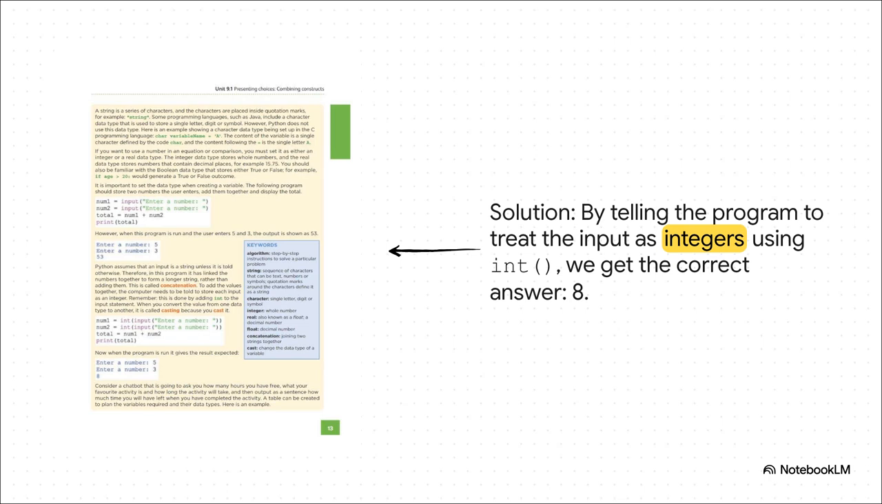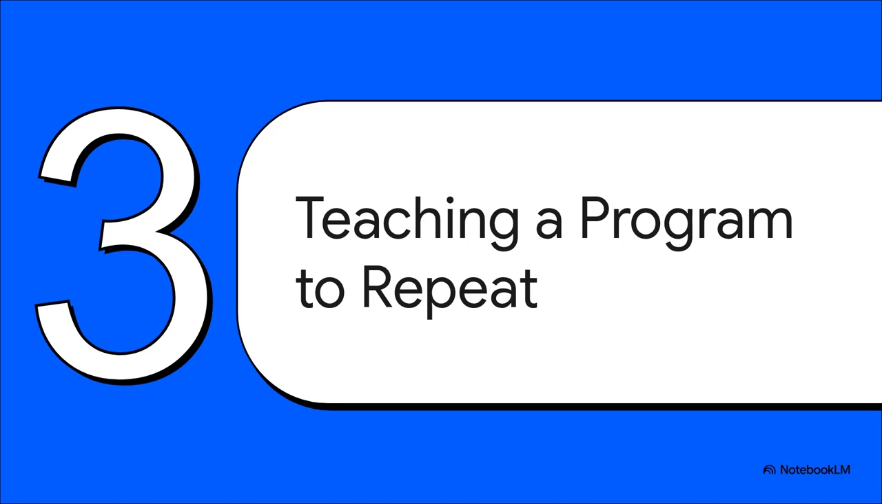We're explicitly telling the program, hey, that thing you just got, treat it like an integer. And just like that, the computer gets it, adds them correctly, and we get the right answer, 8. Okay, so our chatbot can remember things, which is great. But what about doing the same tasks over and over again? Right now, our program is kind of inefficient. We need to teach it how to repeat itself.